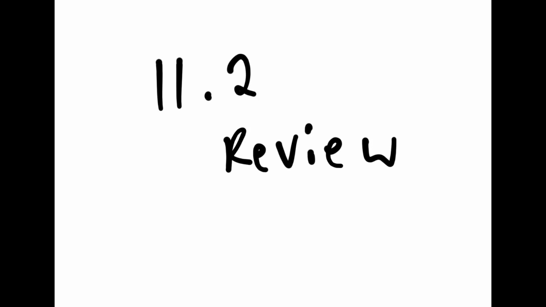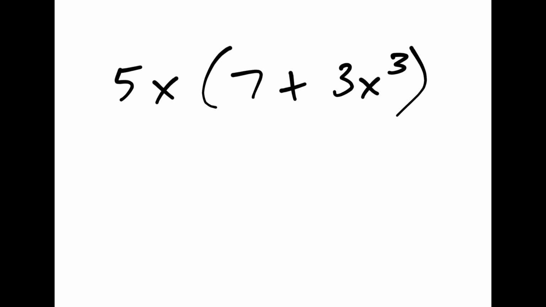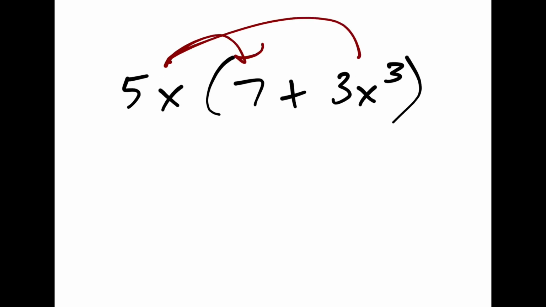This video is to review for 11.2. One thing you might have to do is to distribute an outside term to each term inside of the parentheses, but it might involve variables and coefficients. So the way you do this is you multiply number times number, so 5 times 7 is 35, and then you put the x after.